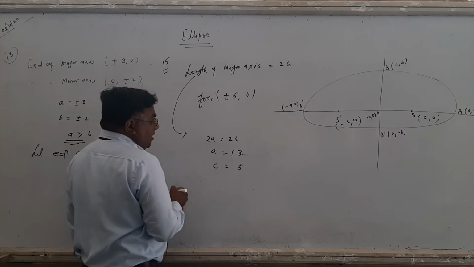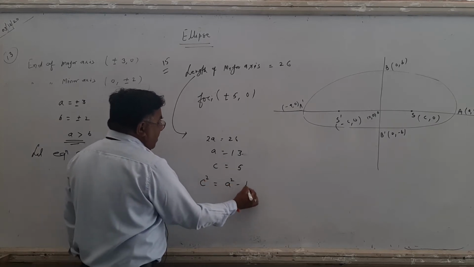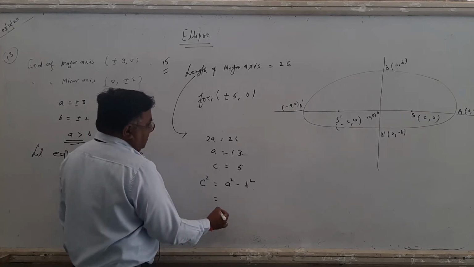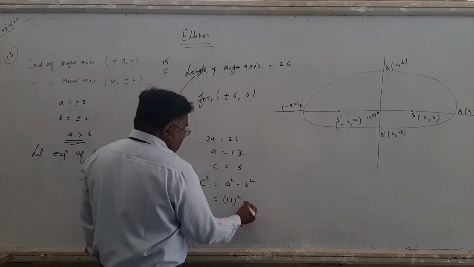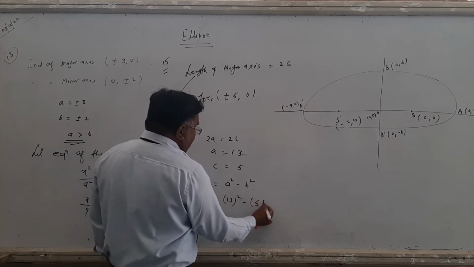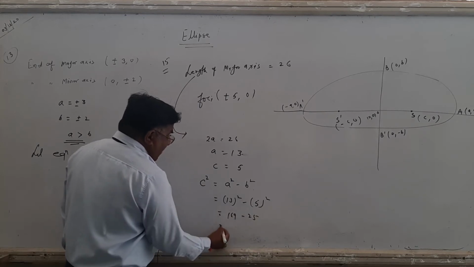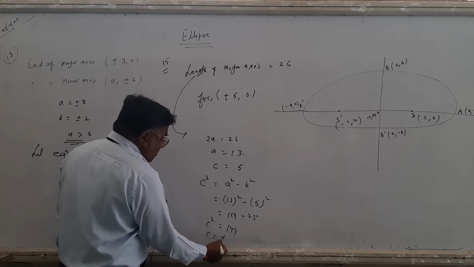C is 5. Now find a, right? There is a formula: c square equals a square minus b square. You know, student, a square, that is 13, and the square of 13 is 169, and b is 5. The square of 5 is 25. So that is 144. Then c square is 144. c equals plus minus 12.